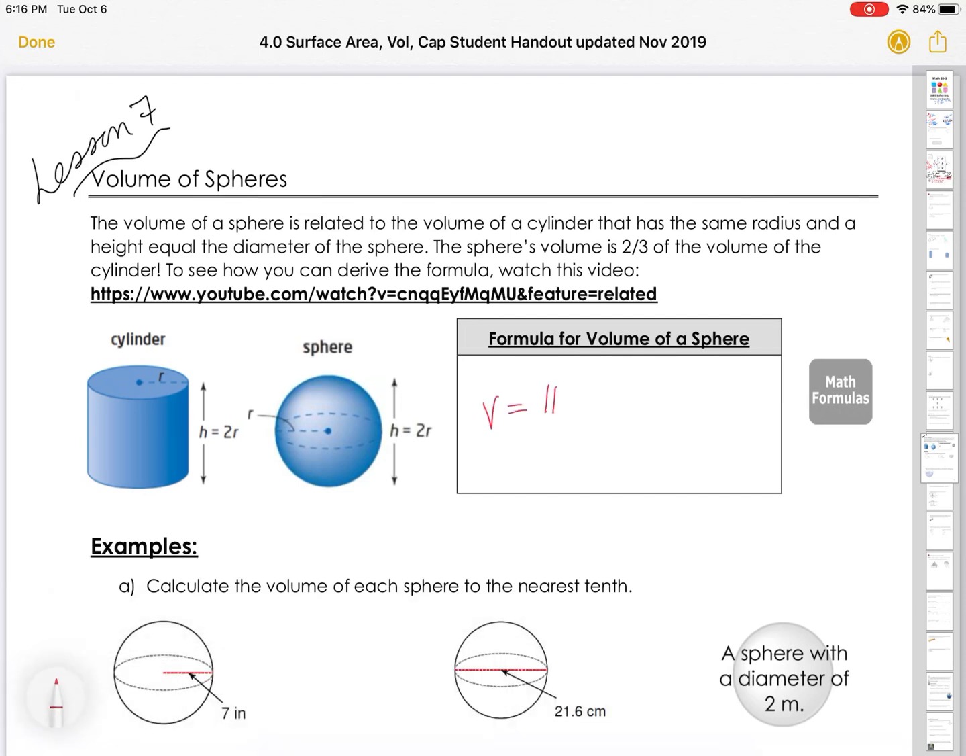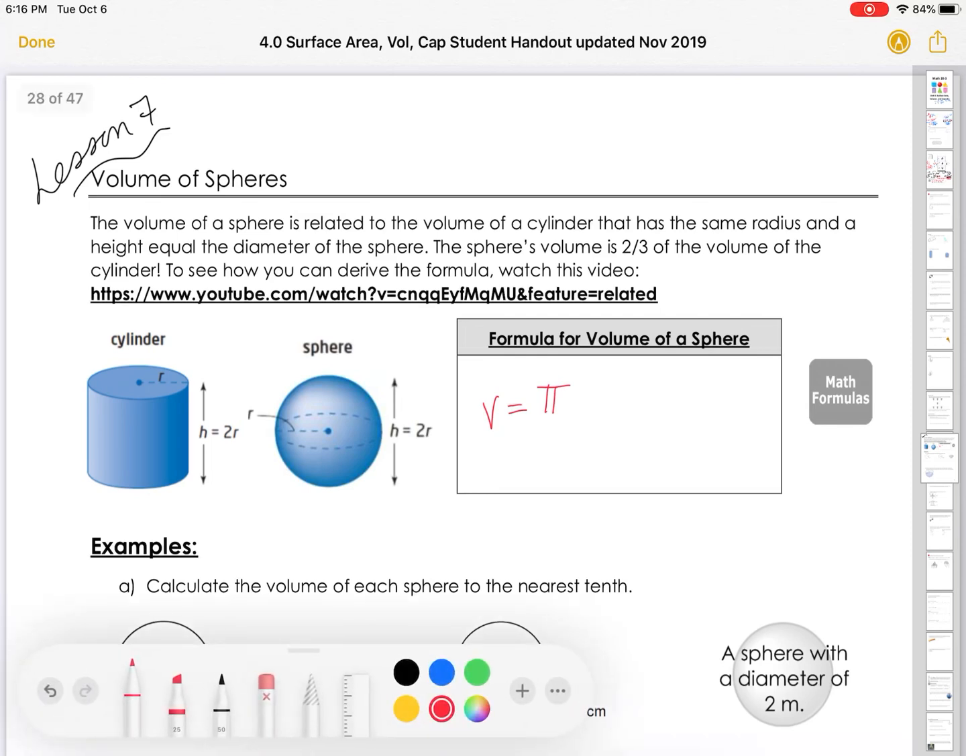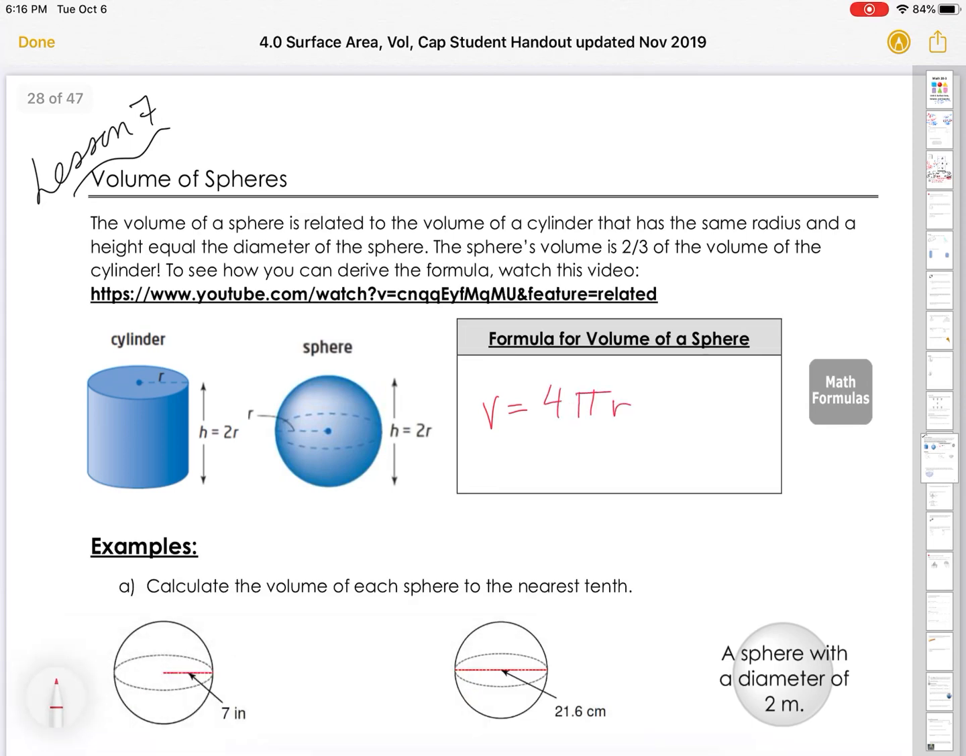If we take a cylinder and a sphere that have the same height and radius, the volume of a sphere would be 4 pi r cubed divided by 3. So you can basically see that it's 2/3 the volume of a cylinder with the same radius. We can use this formula. The formula is on your formula sheet, so you can use this to help you find the volume of the sphere.